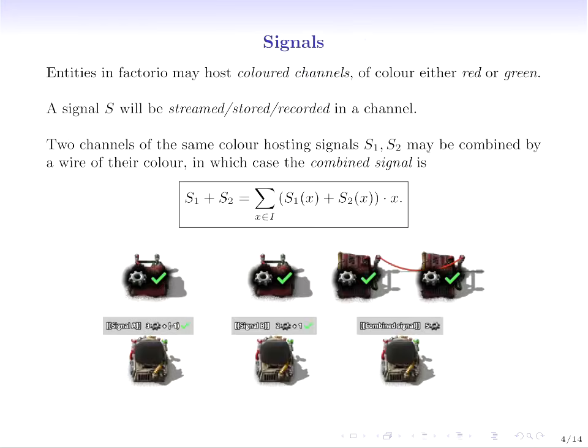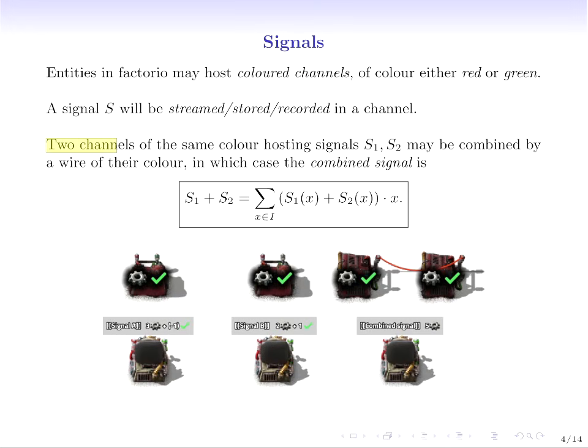Now in Factorio, these signals are stored in channels. What I call channels, in game you might see them referred to as circuit networks. And entities in Factorio, such as machines or inserters or belts, can host these colored channels, where the color is either red or green. We would say that a signal S can be streamed or recorded or stored in a channel.